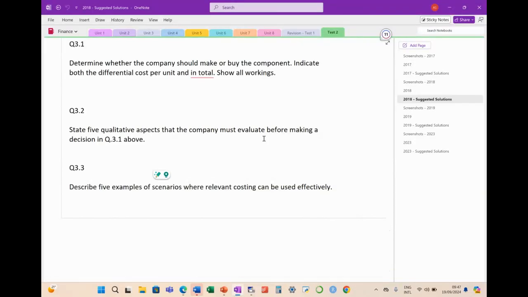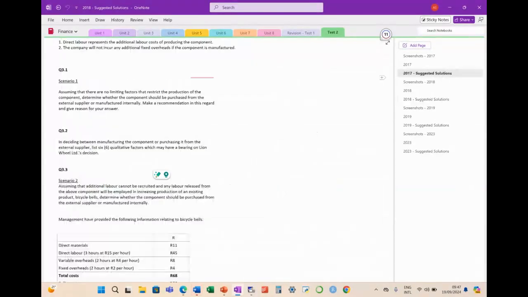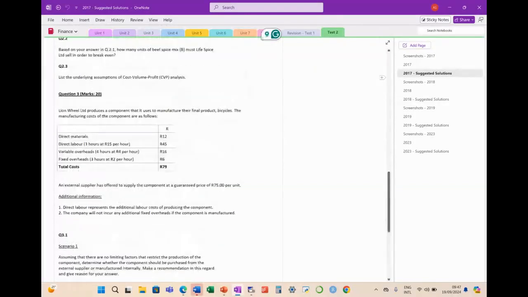State 5 qualitative aspects that the company must evaluate before making a decision. This was where we were talking about in the slides, where we say morale. If we close down a department, how is it going to affect morale? We were speaking about how is it going to affect the quality of our relationships with customers, and also the relationship with the supplier who might supply other goods. So just go over that. And then here they say describe 5 examples of scenarios where relevant costing can be used effectively. So it goes back to what we were discussing earlier, where we would be able to apply relevant costing. So that's your 2018.